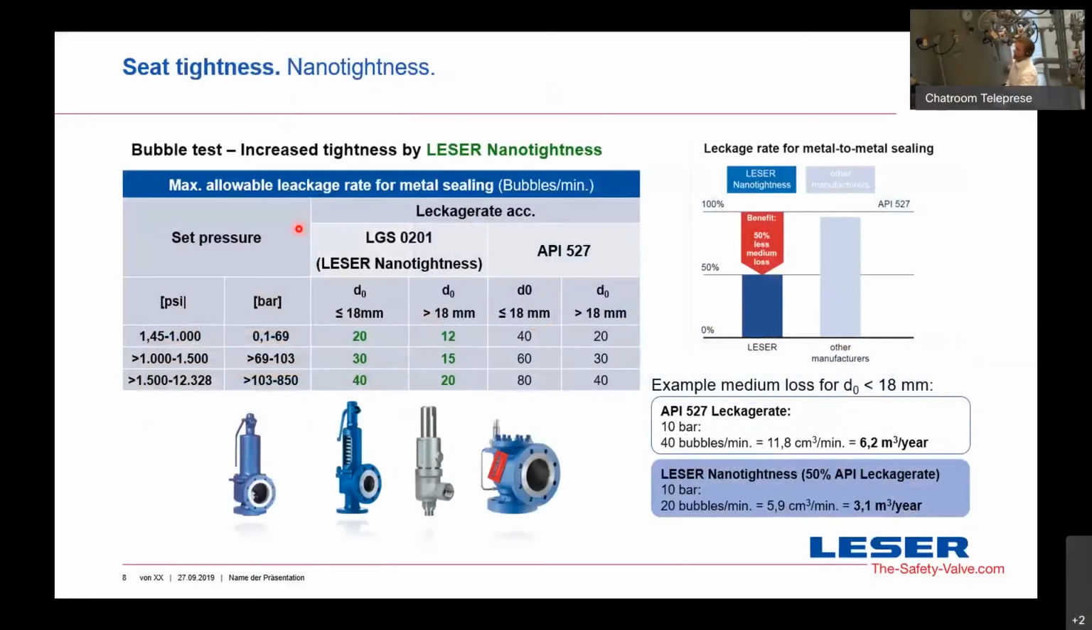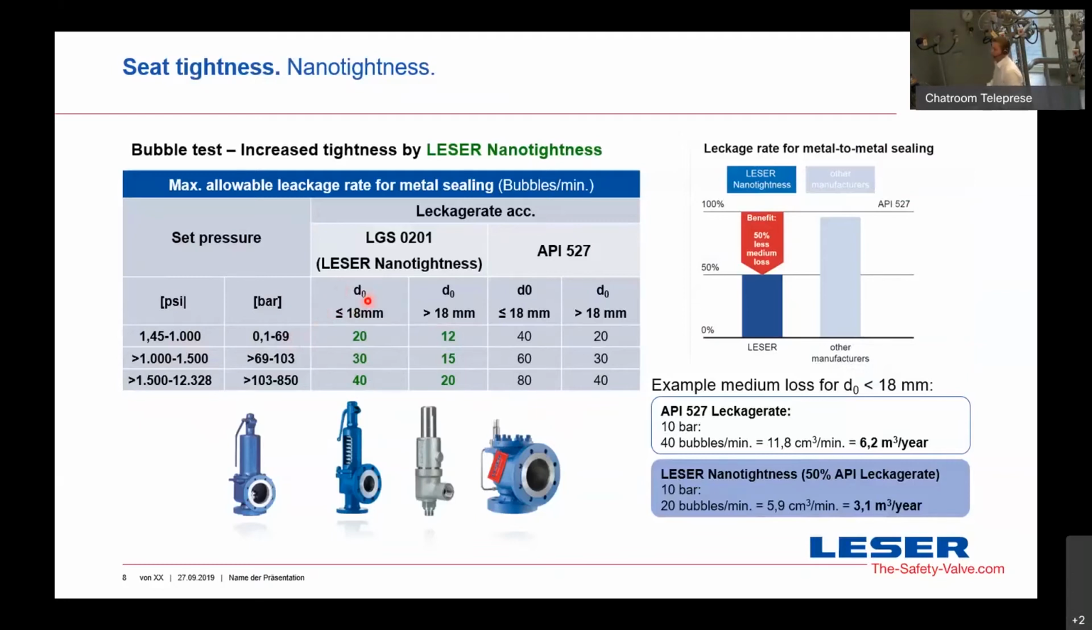Here we see the LESER nano tightness, compared with our LESER global standard and the API 527. You see for our API valve here in the LESER test room on the test bench, we are in the area of 0.1 up to 69 bar with our 3.5 bar g. And then we have a look on the right side. We are equal or smaller than 18 millimeter D0.